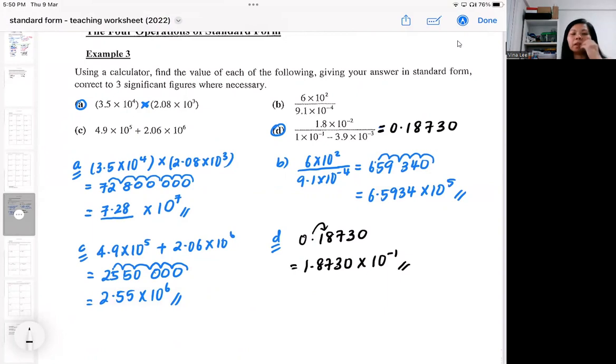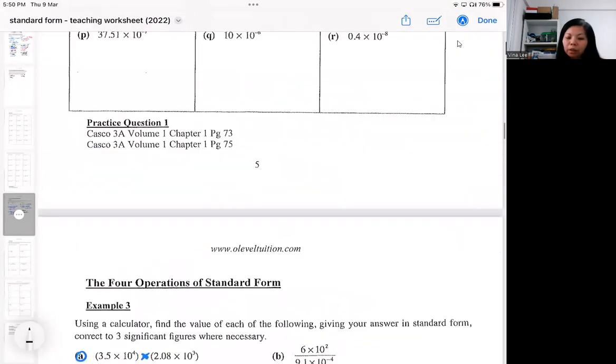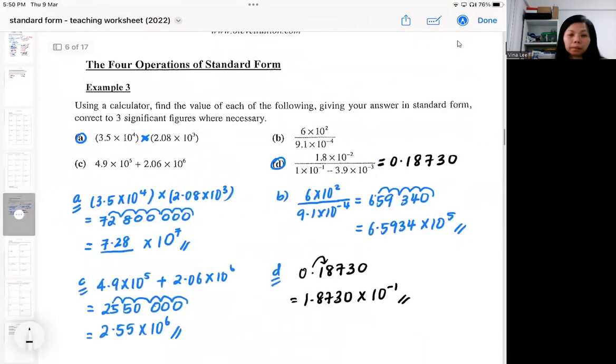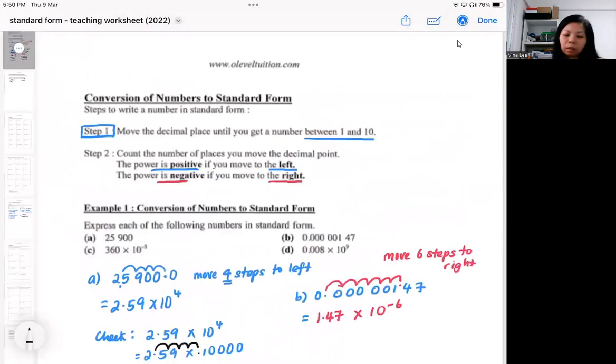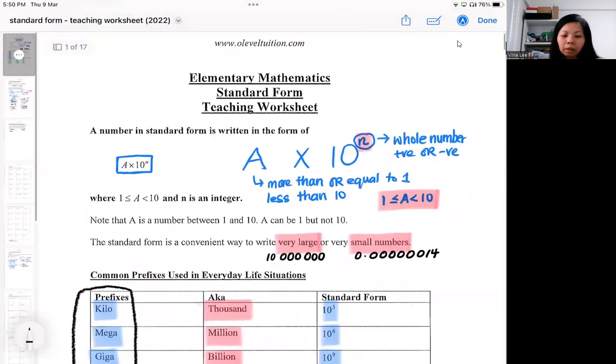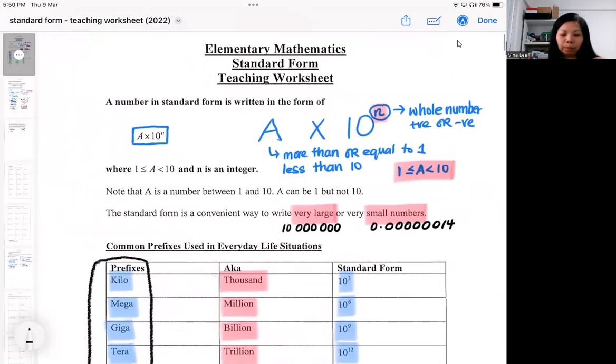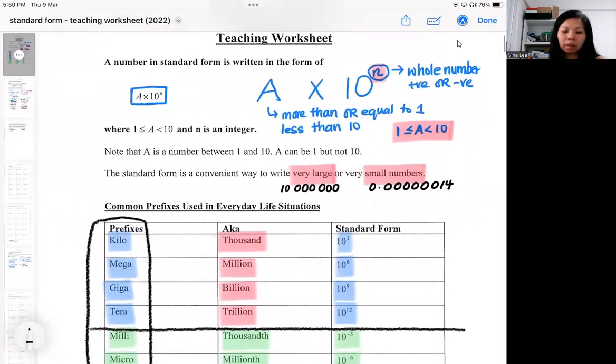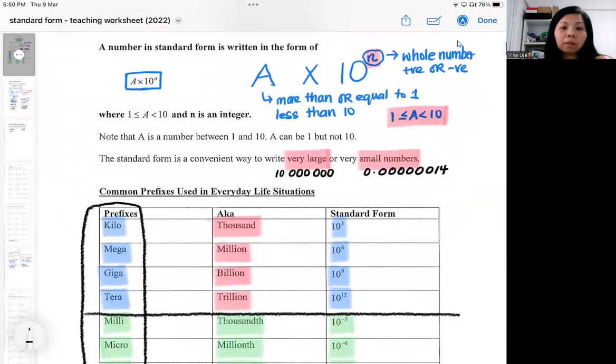So everything relies on how you convert ultimately and your punching of the calculator. Okay, so try to practice this so that it's actually not difficult. The difficult ones, we'll do again in the subsequent examples. So right now, this is the foundation. You must be very fluent in the conversion for standard form first.